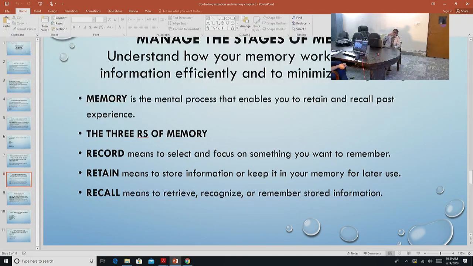Eyes, ears, sight, smell, taste, and try to make use of all of them. Then you will make a good record. Then retain. Retain means to store information or keep it in your memory for later use, okay? For example, later use is your examination.